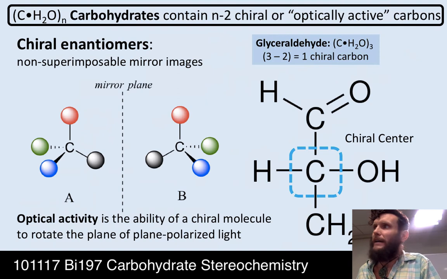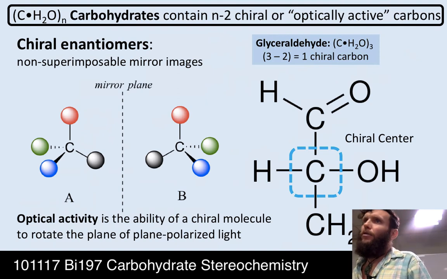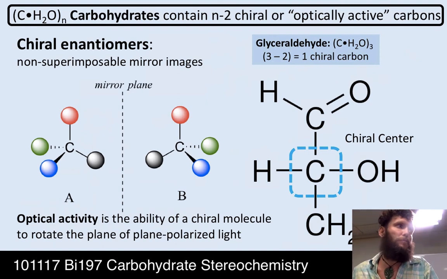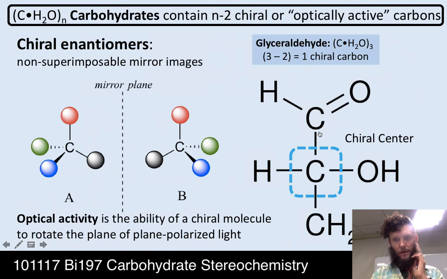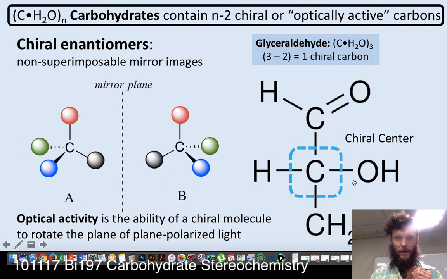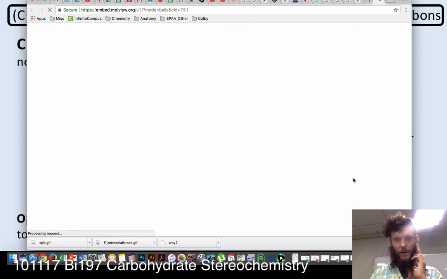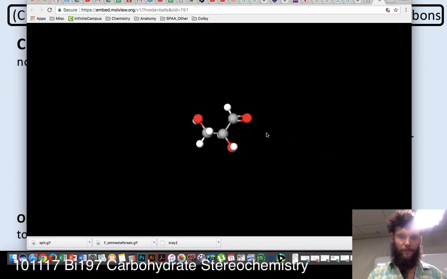And optically active is a practical description of something. So when you have a chiral molecule, they're able to rotate polarized light. And we'll see what that means in the next slide. So optical activity is the ability of a chiral molecule to rotate the plane of polarized light. What does that mean? We'll get to that in a sec here. Let's look at the structure of glyceraldehyde.